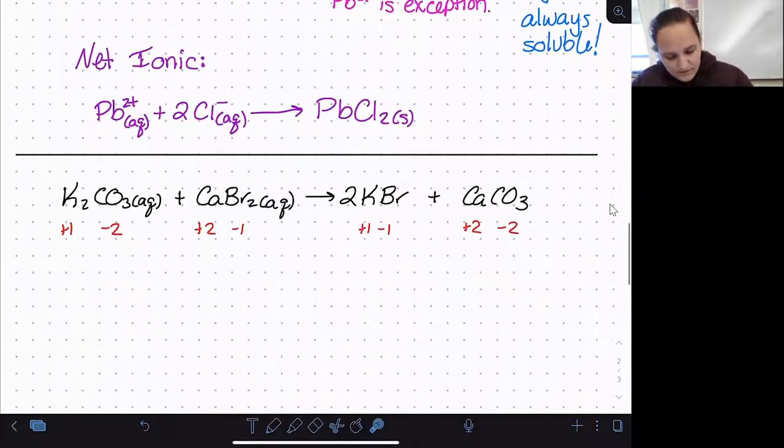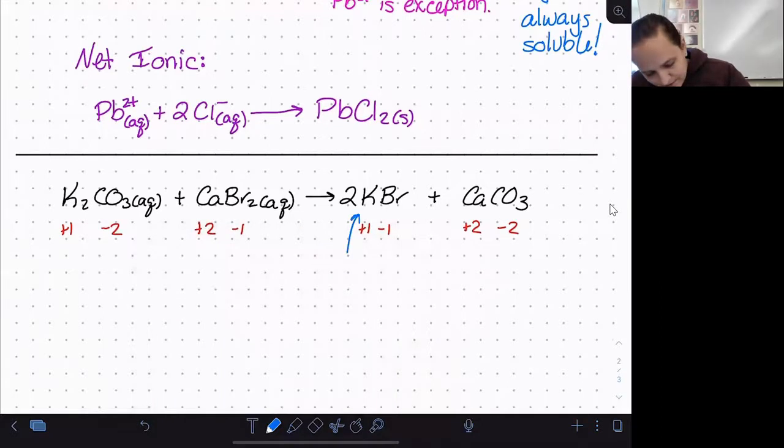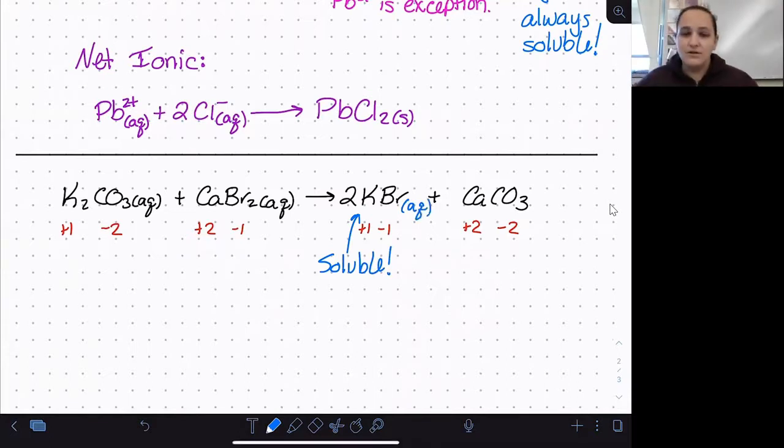So for this example, KBr is soluble. So that means it will stay dissolved. It will be aqueous.